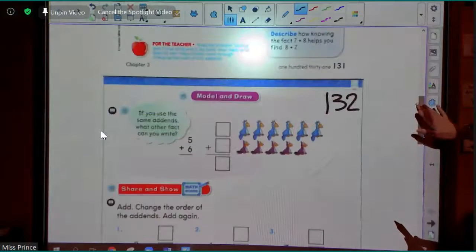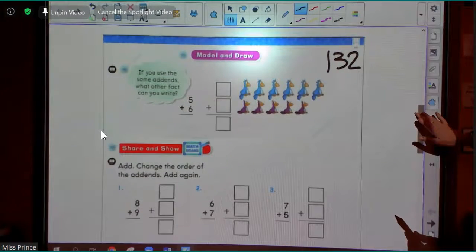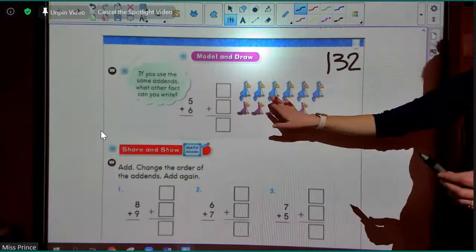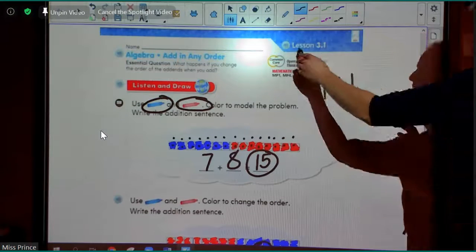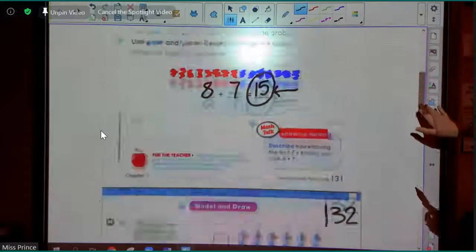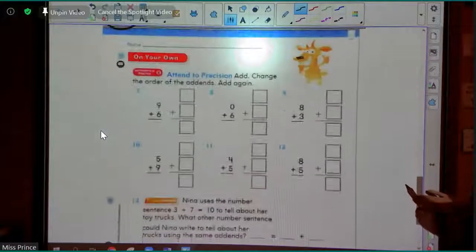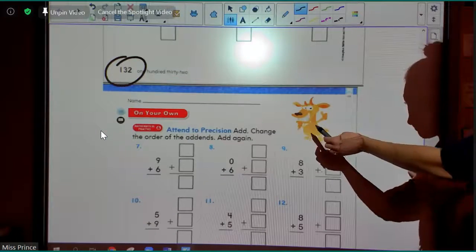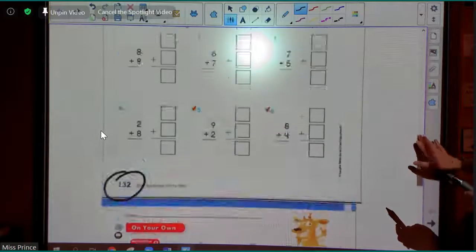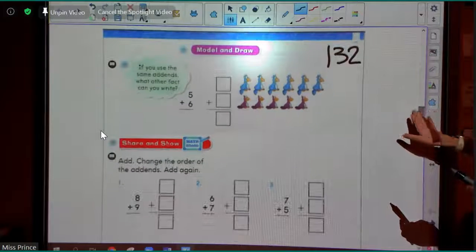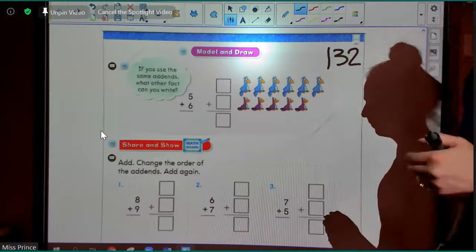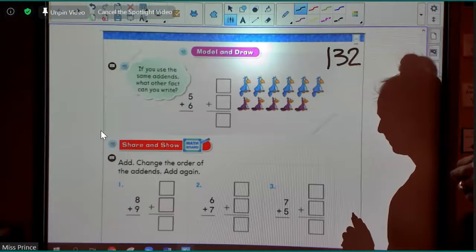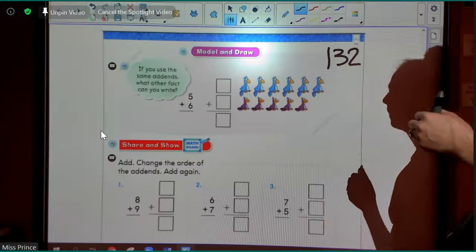Okay. Parents, I see a goat. You should see birds. Are you in the right book? This is chapter 3, Lesson 3.1. If you see a goat, you went too far. You need to go back a page to the birds. Okay? Awesome. All right.